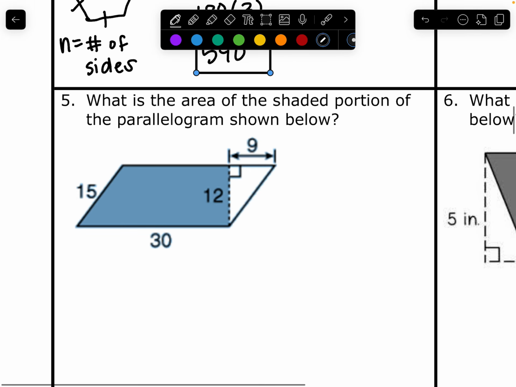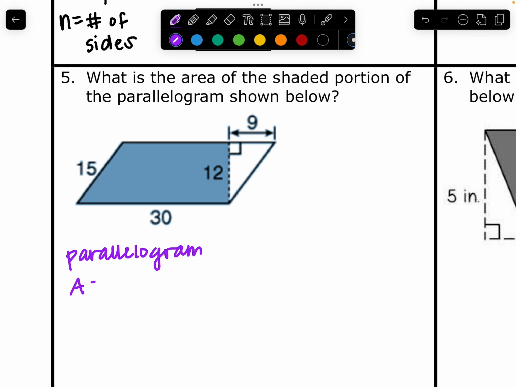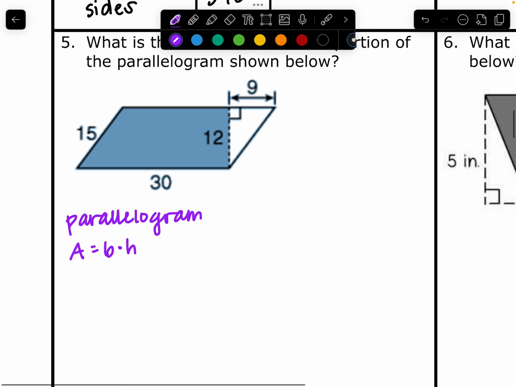Number 5, what is the area of the shaded portion of the parallelogram shown below? So technically, you could just find the area of this trapezoid. I'm not going to do that so that I can help you with number 6, but you could just do that and make it simpler for yourself. But I'll do the area of the entire parallelogram, and that would be base times height. So that would be 30 times 12, which is 360.